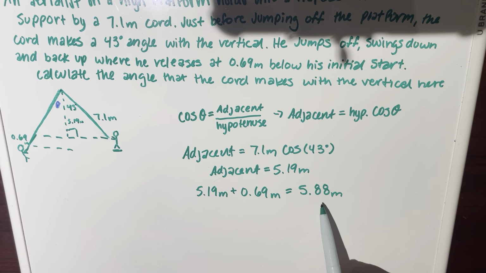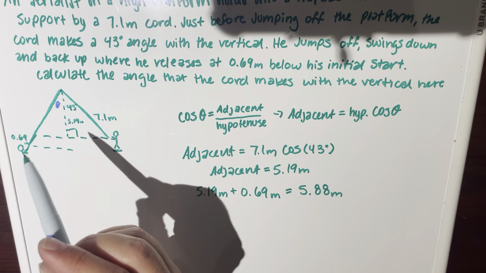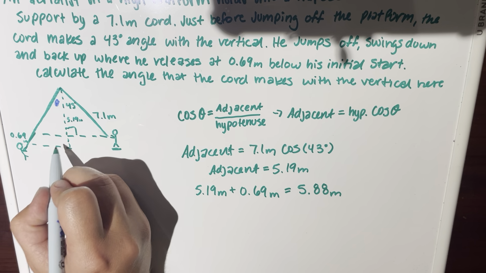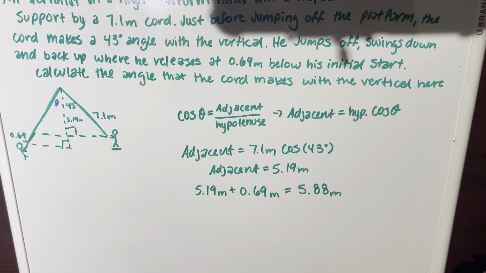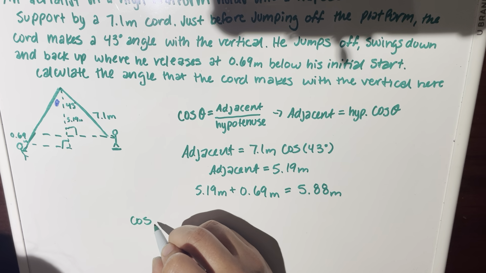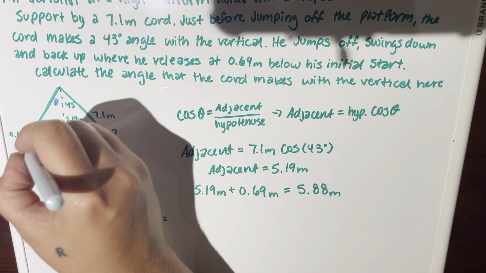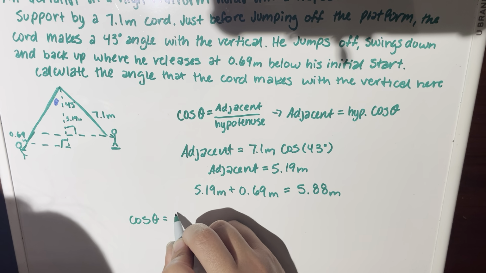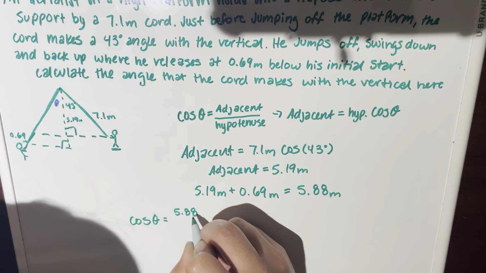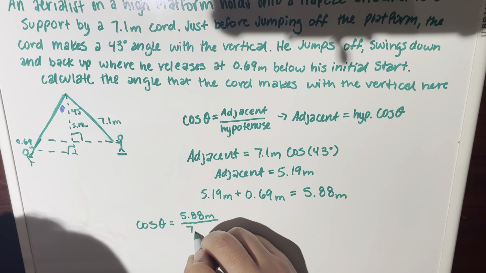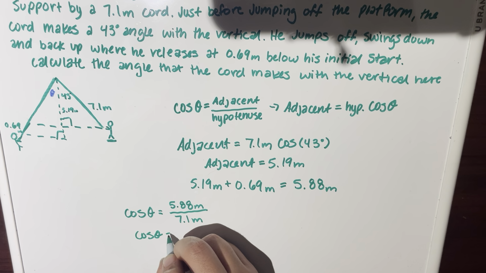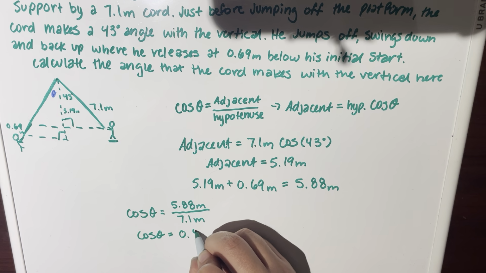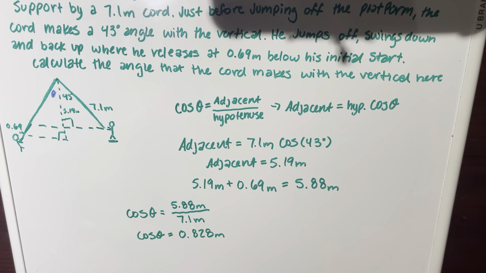Now we could take this value and consider a similar thing over here with this triangle. Now that we know that this is 5.88, we can take the cosine now that we know the cord is still 7.1 meters. So we could take the adjacent, 5.88 meters over 7.1 meters. And we're going to get the cosine of theta is equal to 0.828.